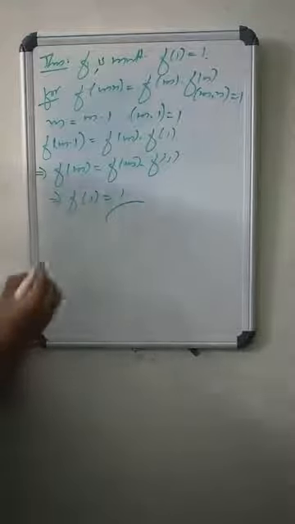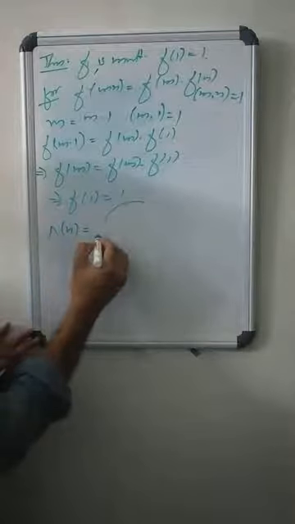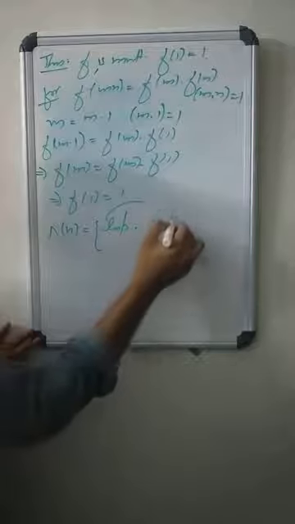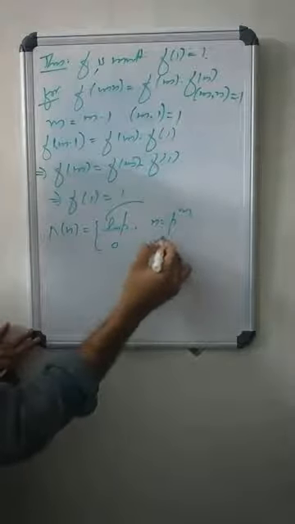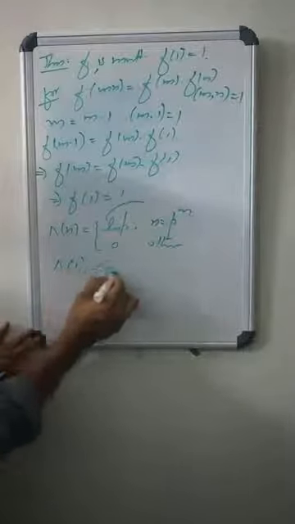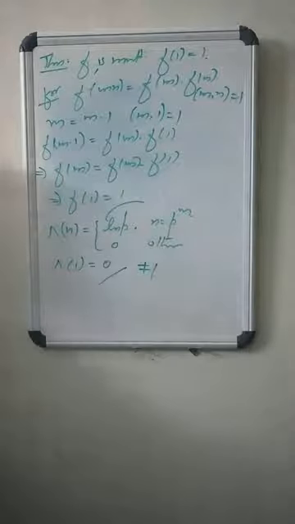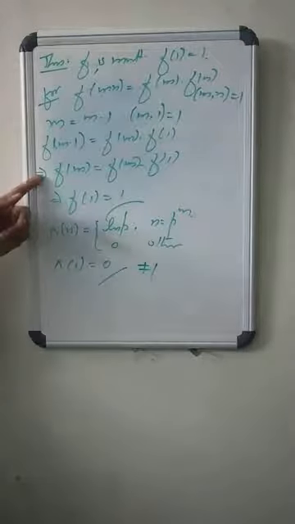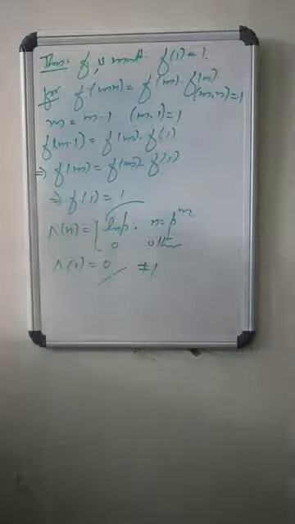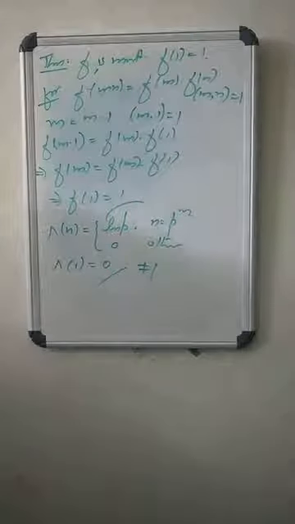Why? What about lambda, the Mangoldt function? Lambda n is defined as log p whenever n equals some p power m, and 0 otherwise. This is our definition. Agree? So what is lambda 1? We already proved that lambda 1 equals 0, which differs from 1. Hence we can conclude that according to this result, the Mangoldt function is not multiplicative. Agree? Okay.